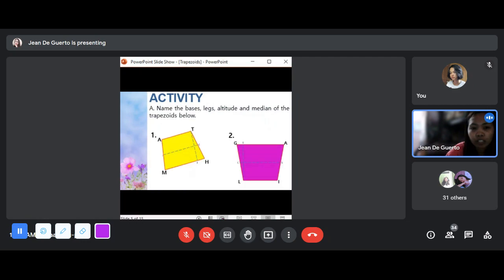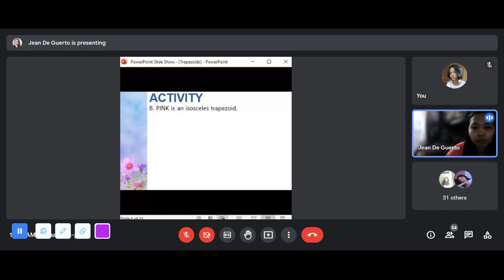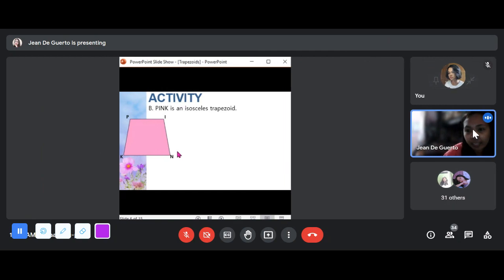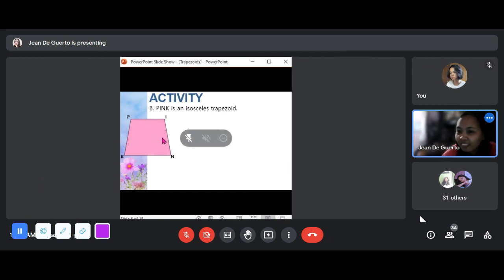So for example, here. So in this pink trapezoid, okay, I have no political intent here. So we have isosceles trapezoid pink. That means segment PK and segment IN are equal. They are equal because they are the legs of our isosceles trapezoid.